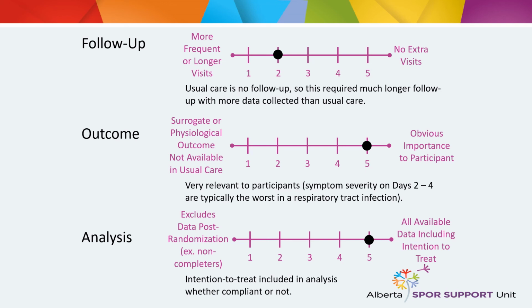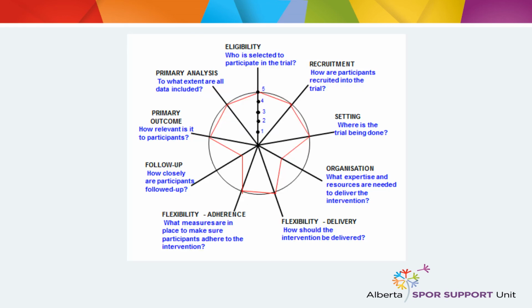On the outcome domain, it would score a 5. The outcomes measured in this study were very relevant to participants, such as symptom severity on days 2 to 4, which are typically the worst for a respiratory tract infection. On the analysis domain, it would score a 5. The analysis used was the intention to treat. The PRECIS-2 tool summary indicates the trial is pragmatic in 7 out of the 9 domains. Follow-up and organization of the resources for the study are more intensive than usual care.